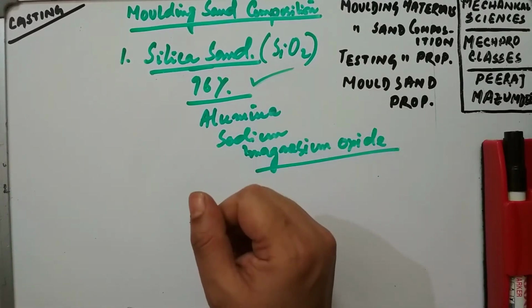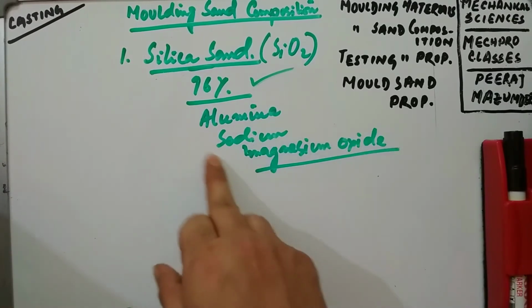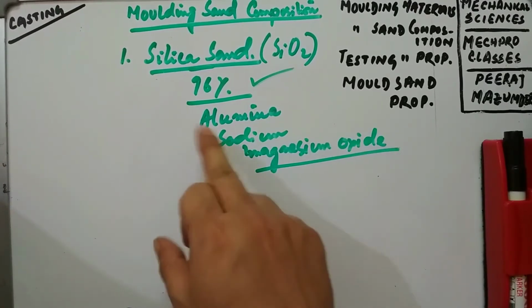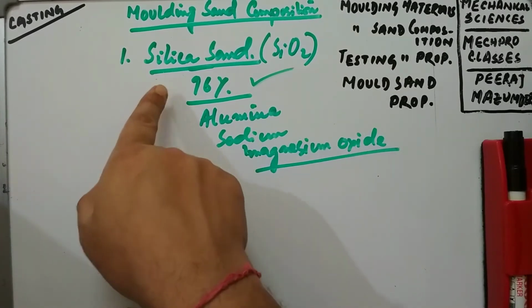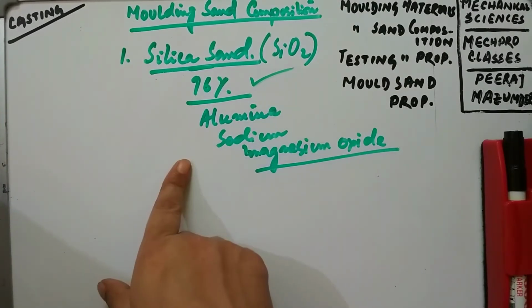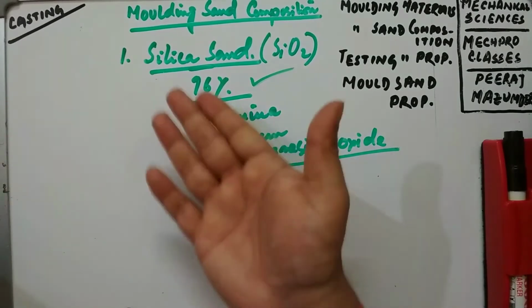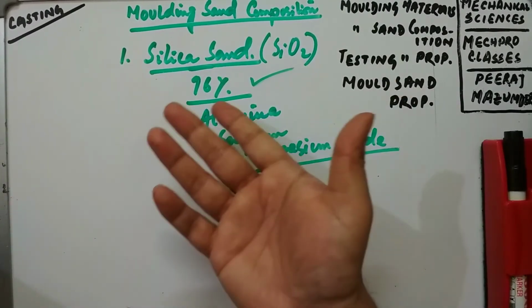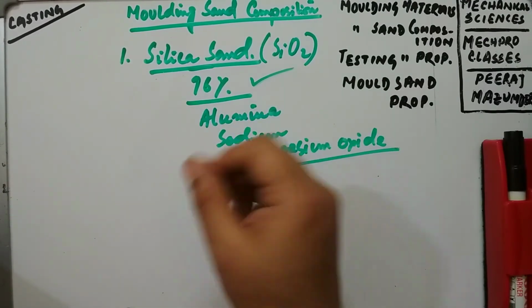Keep in mind that you need not go in depth into these compositions. The main thing is that the silica sand has 96% silica. And the source you already know. You all know where we are getting the sand from. The main source is river sand, which is used with or without washing.